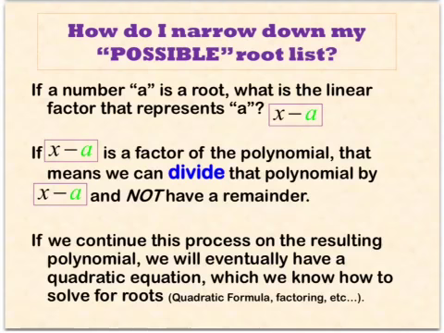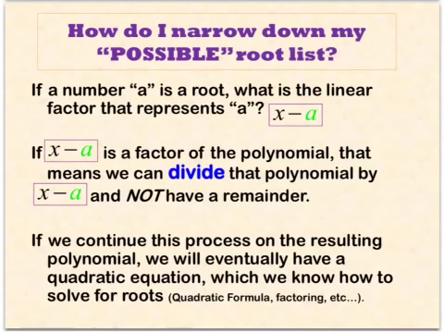I'm sure you're wondering how we narrow down this huge list to figure out our root. Well, remember, if a is a root, then x minus a represents that root as a linear factor. Now, if x minus a is indeed a factor of the polynomial, then when we divide it, we should not get a remainder. So one of the methods we're going to use is synthetic division. We're going to be dividing these linear factors and hoping that we find one that does not have a remainder.